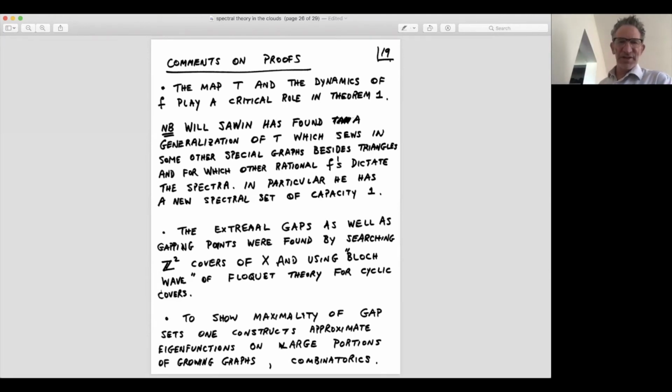For us, but as a consequence, in particular, he has a new spectral set, which is not our spectral set, which has capacity 1 also, achieves the minimum bound for the capacity. It shows you that the sets which are spectral sets of minimal capacity are probably very complicated and not that easy to describe. But nevertheless, he's found a new one.